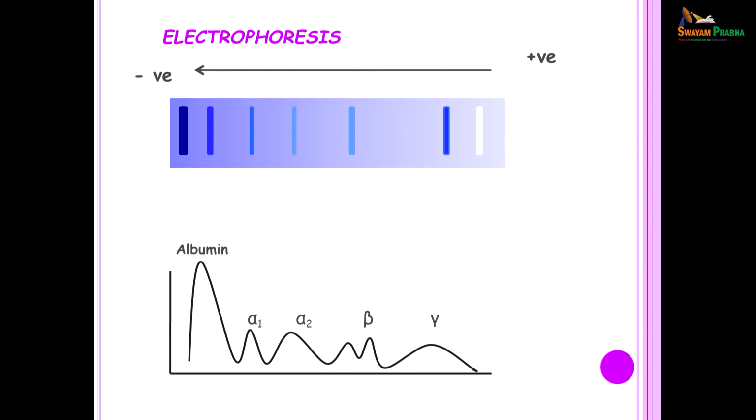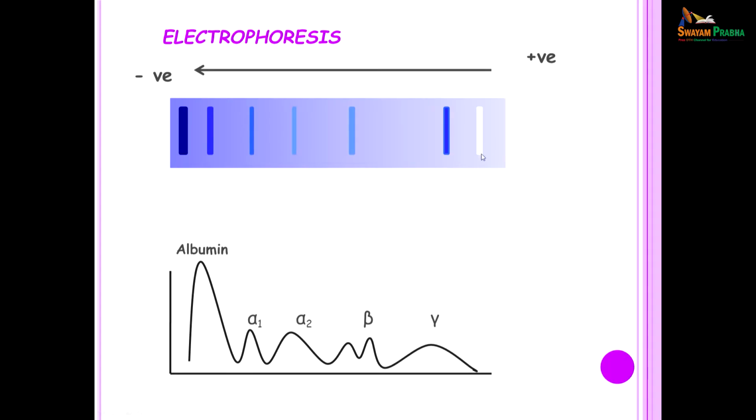Now, I move on to electrophoresis. Electrophoresis is a procedure by which we use the same gel on a slide. We make a well on one side in which we add the patient's serum, and we pass a current which moves from positive to negative. What happens is that the protein which is present in the patient's serum also starts migrating.